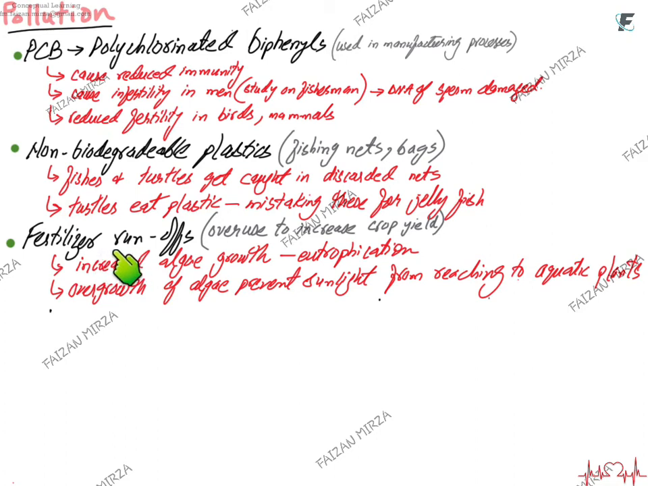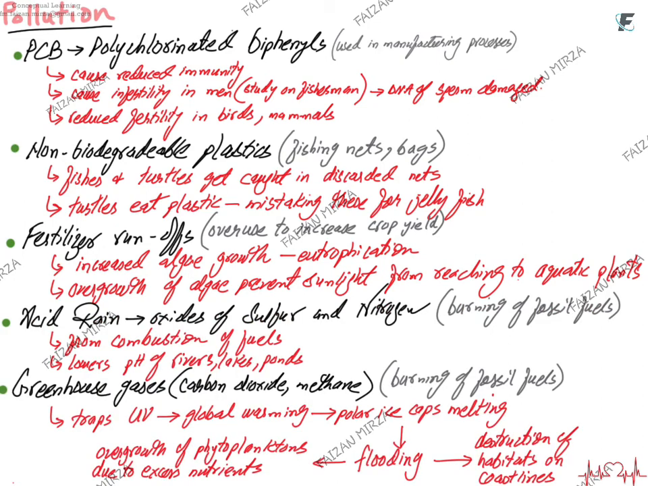Fertilizer runoff. We use an excess of fertilizer to increase the crop yield, and this leads to increased algal growth because of eutrophication. The increased algae prevent sunlight from reaching the aquatic plants, and then they start to suffer and the aquatic life starts to die.